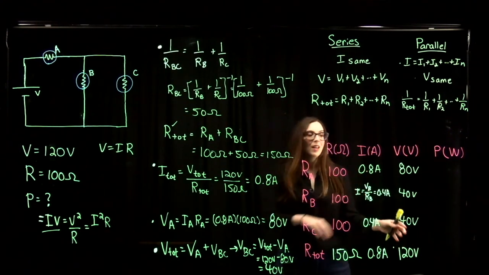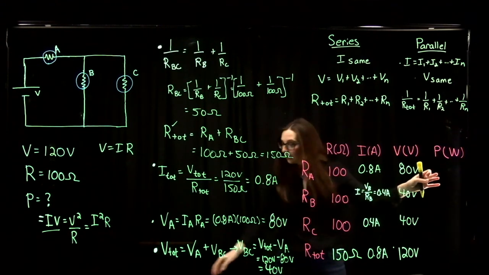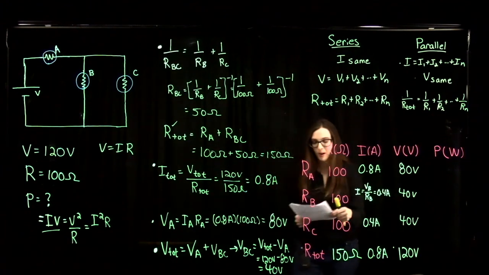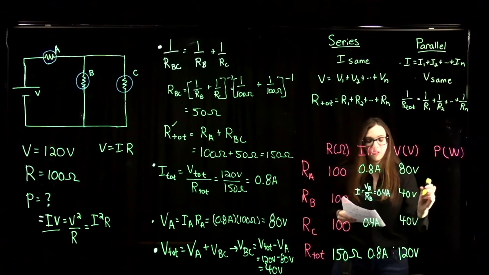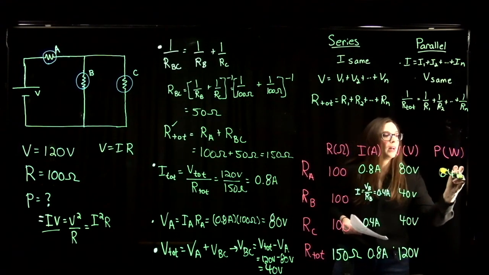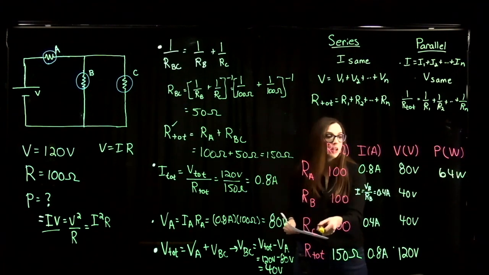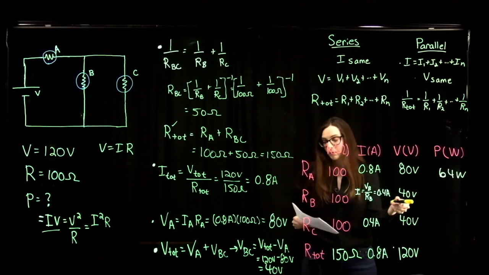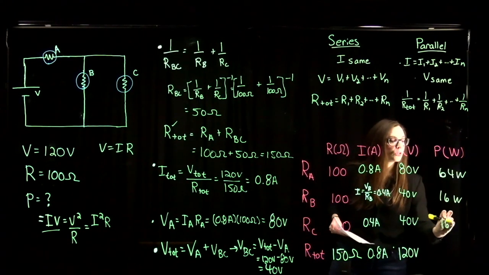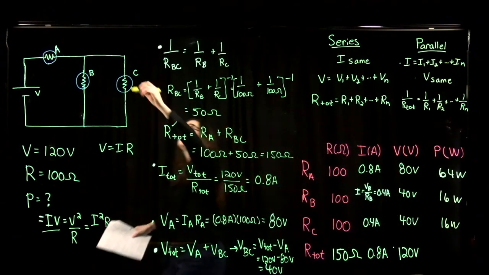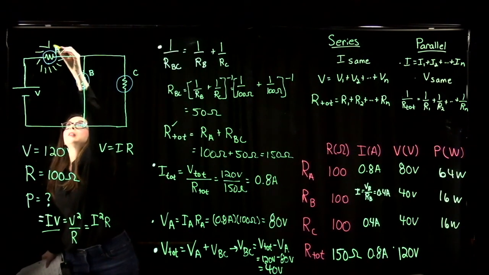So if we find the power by taking I times V, then we get that the power dissipated by bulb A is 80 volts times 0.8 amperes, 64 watts. And then the power dissipated by B and C will be 0.4 amperes times 40 volts, 16 watts. So in this problem, we see that bulb A dissipates the most amount of power, so it's going to burn the brightest.